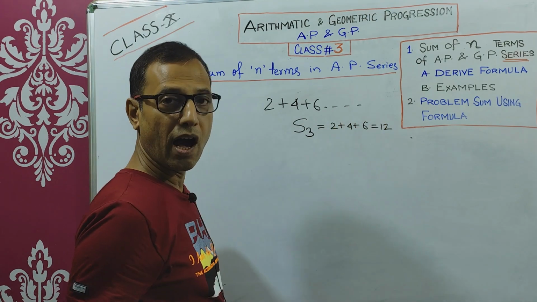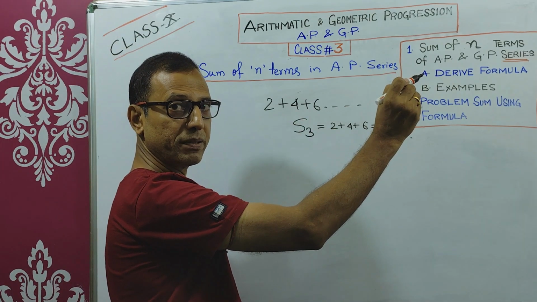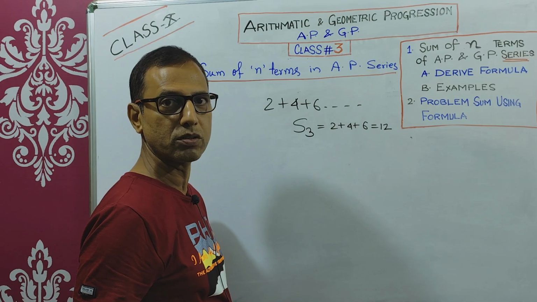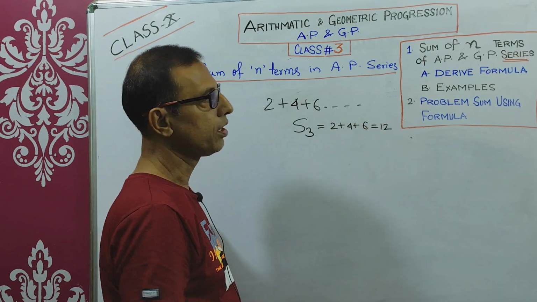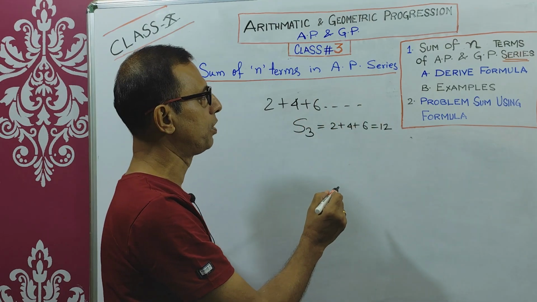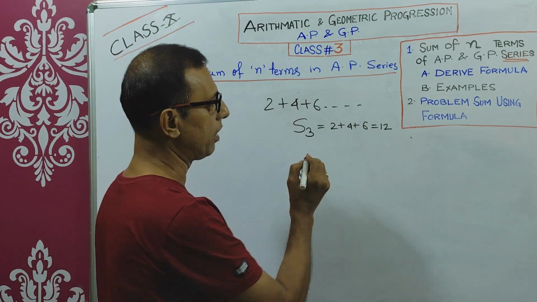Now if I say in this arithmetic progression AP series, find the summation of the first 25 terms, then how will you do it? You would need to find each term and then do the summation manually. You cannot do that easily. But there is a formula. First I will tell you the formula.